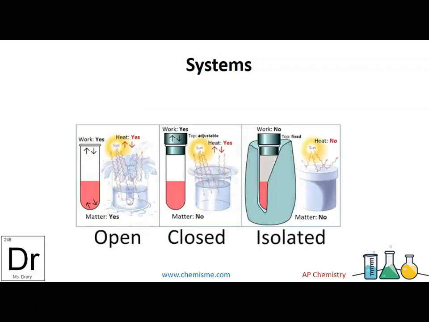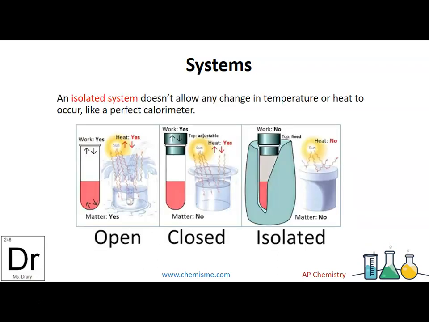The third type is an isolated system. An isolated system doesn't allow a change in temperature or heat to occur, like a perfect calorimeter. So let's look at three examples. You have an open test tube, which would be an open system, a closed test tube, which would be a closed system, and a closed test tube in an insulated area would be an isolated system.